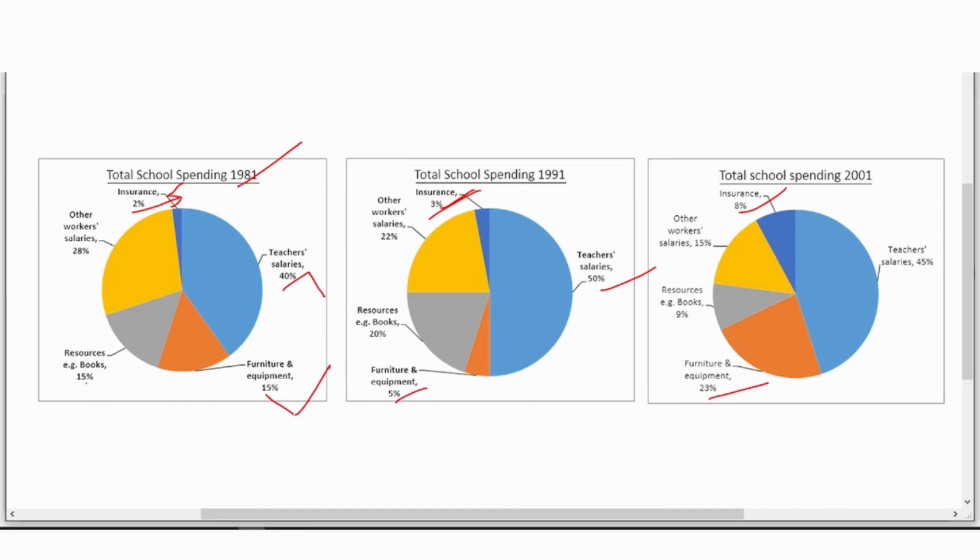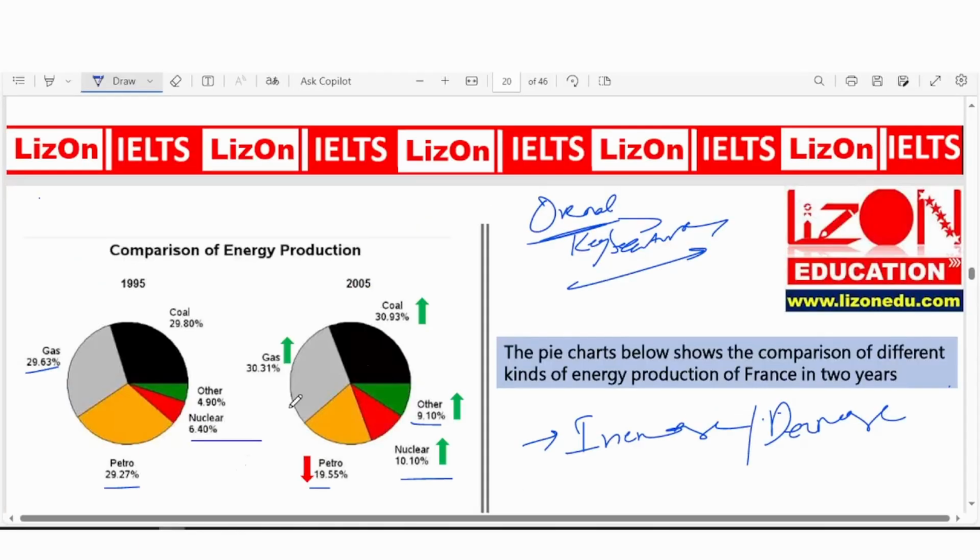Resources, books 15 and then 20. So increase first. From 20 it became 9. Decrease. So increase and then decrease. Other worker salaries 28, and then it became 22. So it decreased first, and then from 22 it became 15. So it decreased again, all the way decrease. Insurance all the way increase. Other worker salaries all the way decrease. All other portions increase and decrease. So one thing is mandatory for any kind of pie chart: you will always get some increase and decrease.